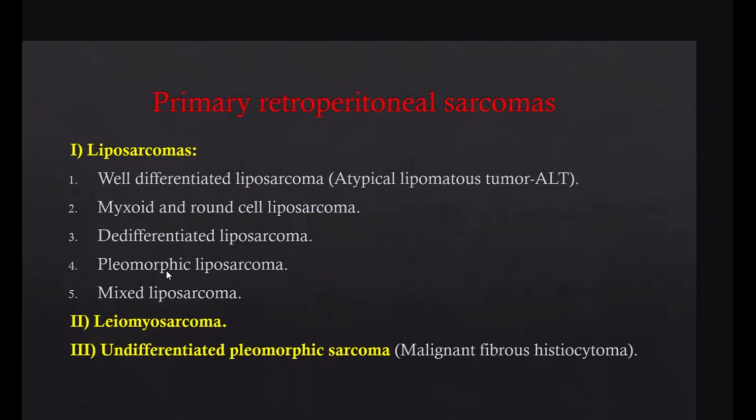We have also leiomyosarcoma, if the tumor is invading or arising from any vascular structures, and undifferentiated pleomorphic sarcoma, whose updated term is malignant fibrous histiocytoma.